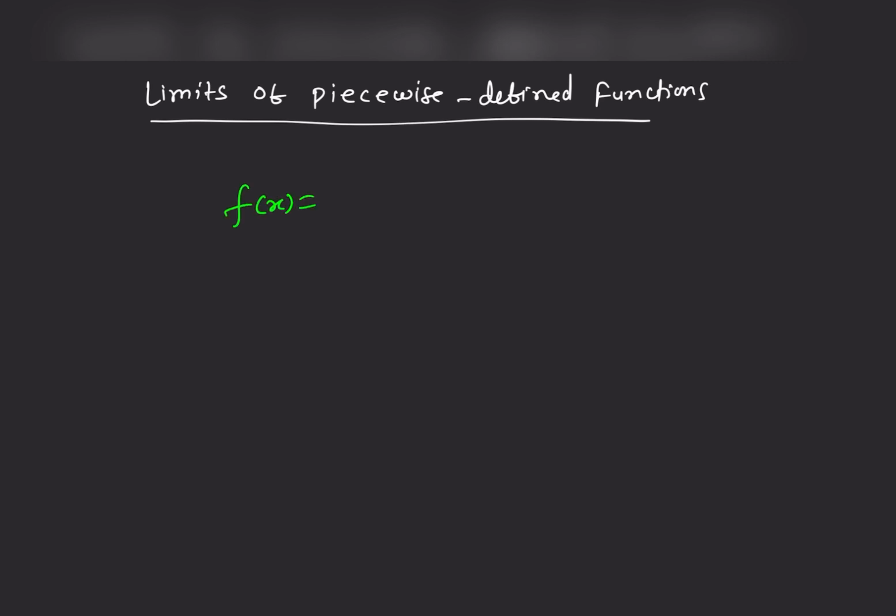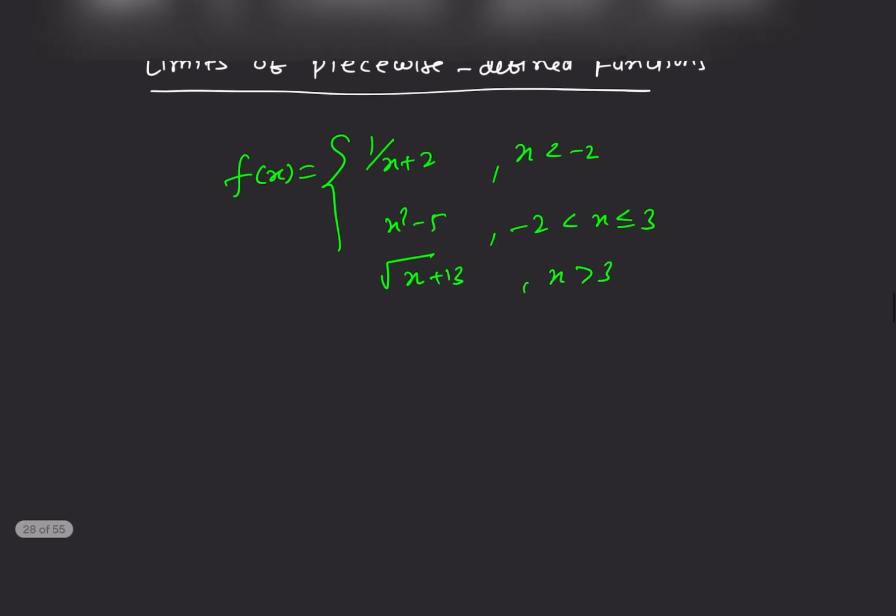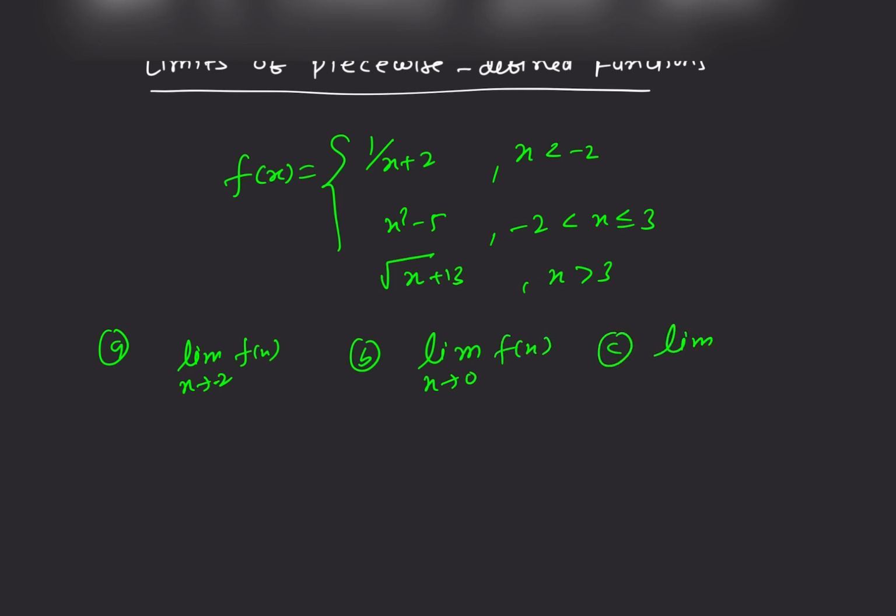Suppose f of x equals 1 over x plus 2, where x is less than minus 2, and x square minus 5 when we have minus 2 less than x less than or equal to 3, and square root of x plus 13 when x is greater than 3. We have to find a limit: option A, limit as x goes to minus 2 of f of x. Option B, we have to find out limit as x goes to 0 of f of x. And third, we have to find the limit when x goes to 3 of f of x.